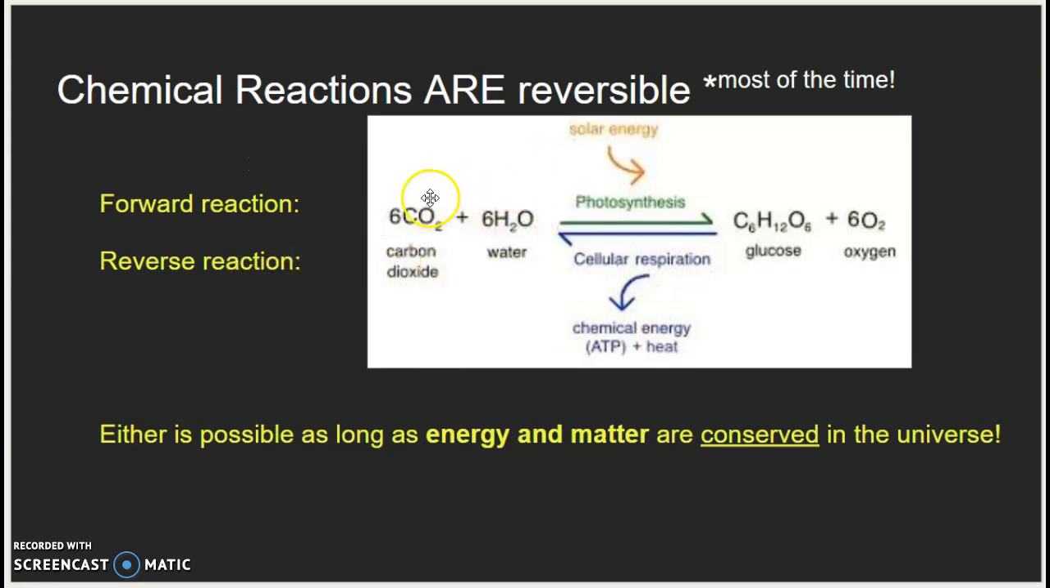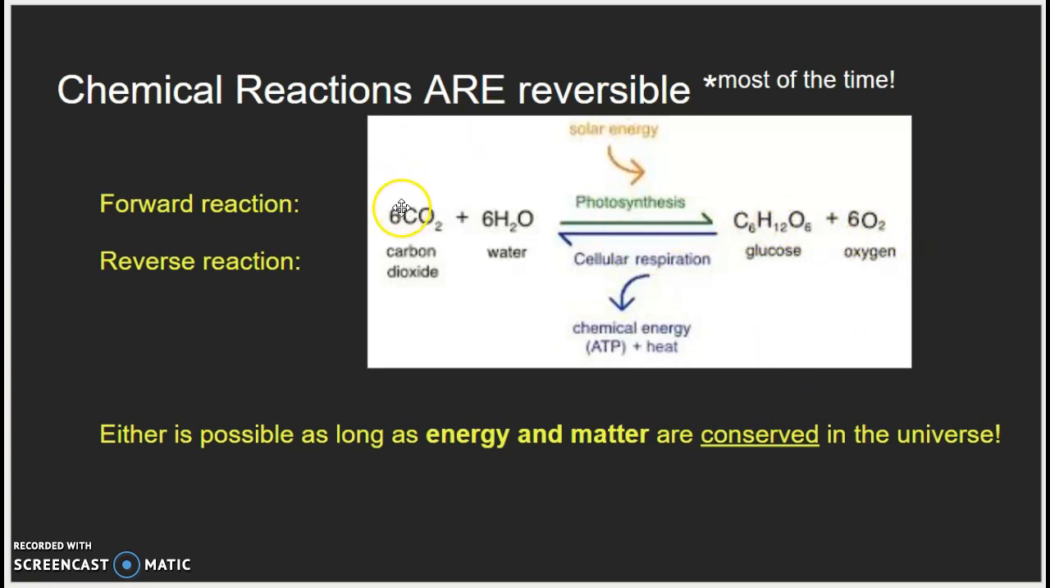It is a chemical change, because carbon dioxide and water are not the same substances as sugar and oxygen. Okay, either way, either reaction is possible as long as energy and matter are conserved in the universe. So in this direction, energy was taken from an outside source to allow the reaction to happen.